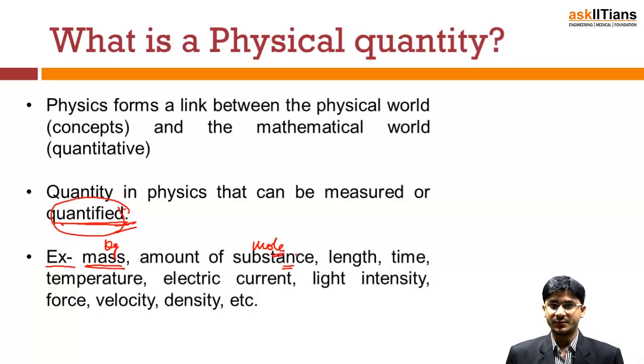We know all this, we have done this in class 10th. Then we have length that we measure, then we measure time, the temperature, electric current, light intensity, force. There are many physical quantities. All of the things that are happening around us in the physical world are physical quantities. And how do we measure? We measure by giving them a name, by assigning them a quantification in terms of various units.